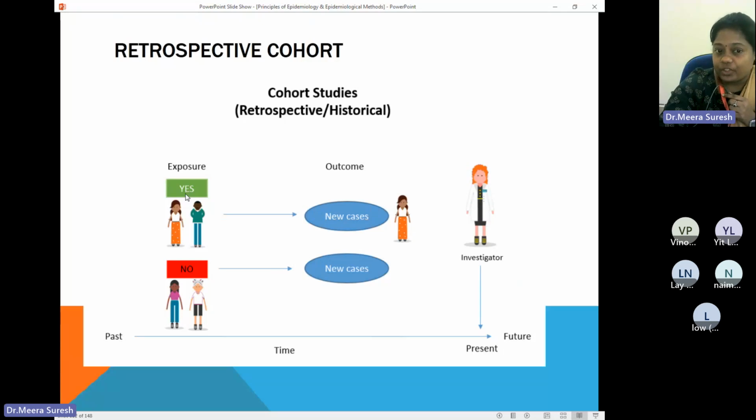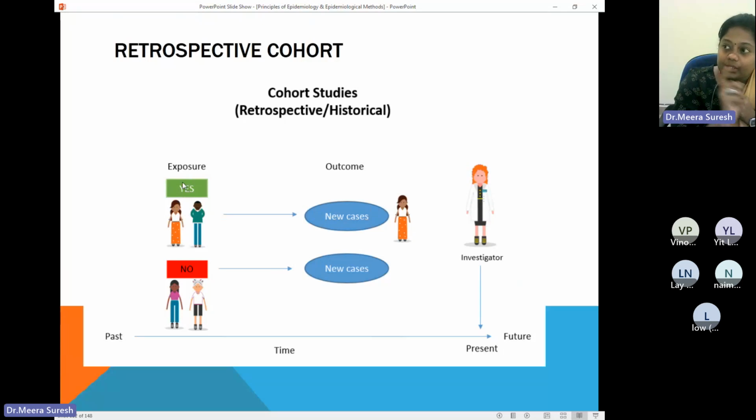Still, it is a follow-up study in the sense that you are following them up from 1970, 1980: what happened? Did they develop lung cancer? 1990, did they develop? 2000, did they develop? You are going to collect the data like that. So though you are looking backward, from 1970 you are looking forward. Everything happened before you started studying.